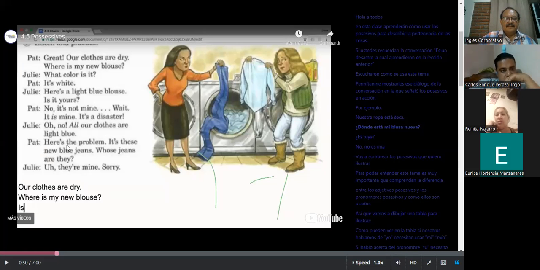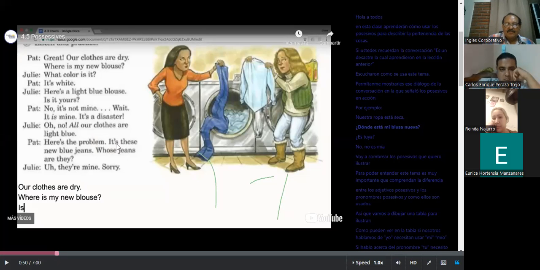Ahí ocupa un pronombre, ¿verdad? El de here's. Aquí donde yo le estoy señalando que here's the problem. Aquí está el problema. Y luego le dice, it's this new blue jeans. Entonces, ¿este se lo relaciona a qué? Al problema. Al problema que es uno, right? Aquí nosotros decimos, aquí está el problema, es este pantalón, ¿verdad?